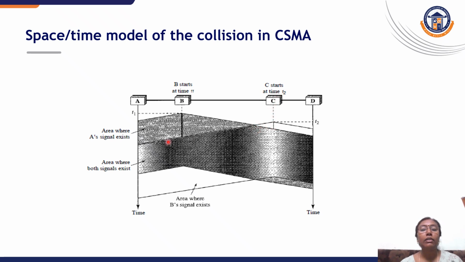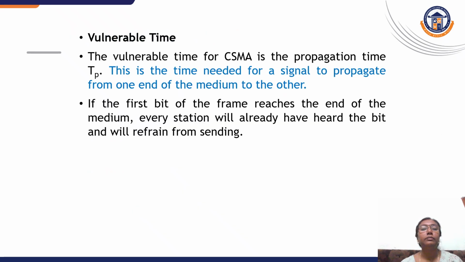So it finds the channel is silent, so it will send the first bit of the frame. After a particular time period, A's first bit and C's first bit will be joined and collide. The possibility of collision will occur. So the vulnerable time for CSMA is the propagation time, the time needed for a signal to propagate from one end of the medium to another.